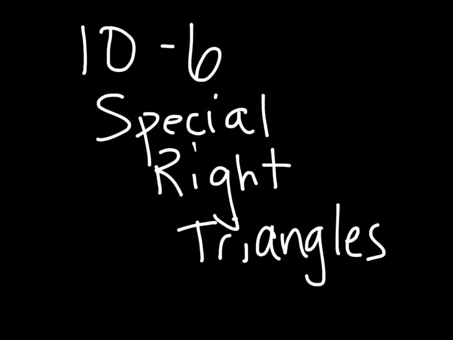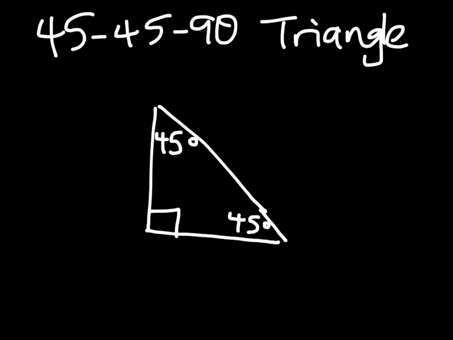Chapter 10, Lesson 6, Special Right Triangles. Alright, so we're going to look at two different types of right triangles that are called our special right triangles. The first one we're going to look at is a 45, 45, 90 triangle. And all that means is that we have a right angle, and the two other angles are both 45 degrees. And that creates some special relationships in the lengths of our sides.